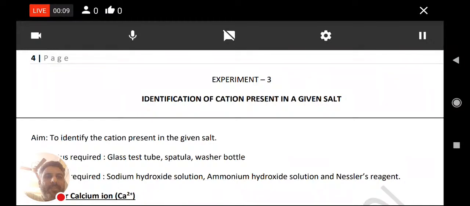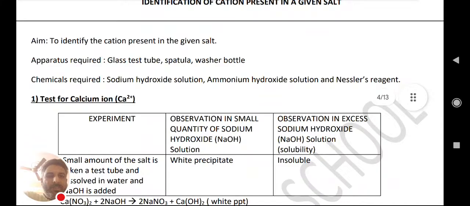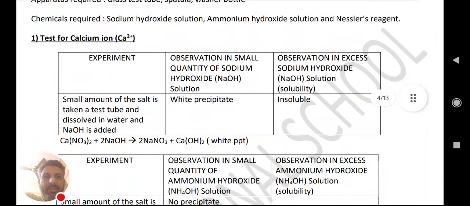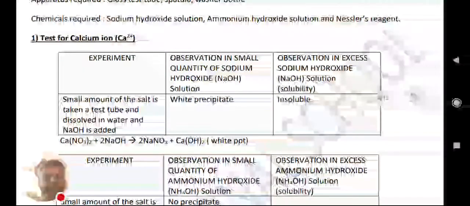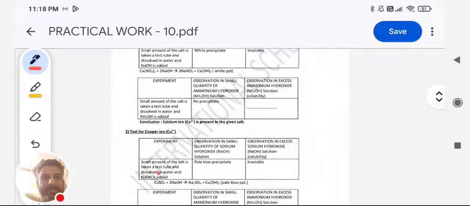Identification of cations present in a given salt using reagents like sodium hydroxide and ammonium hydroxide. So let's see the first cation, that is calcium ion.